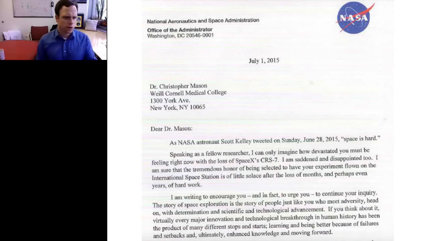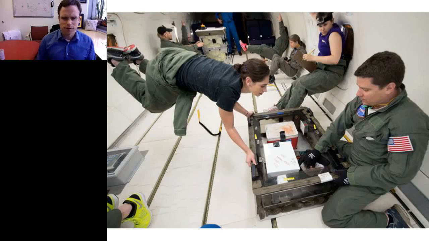I'll note that when you get a cut from the NIH for your budget, you kind of just get an email. I think this is a little bit more personal. I encourage the NIH to do the same. And also, space is hard, as Scott Kelly tweeted.